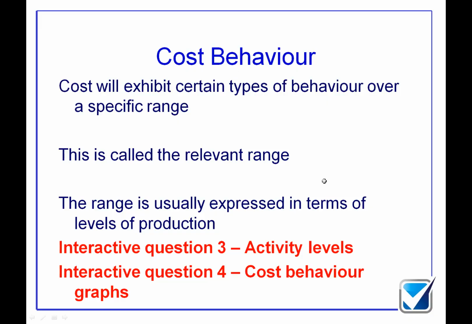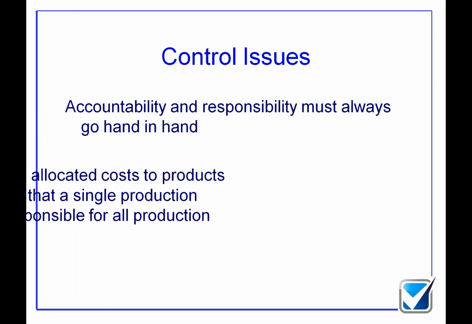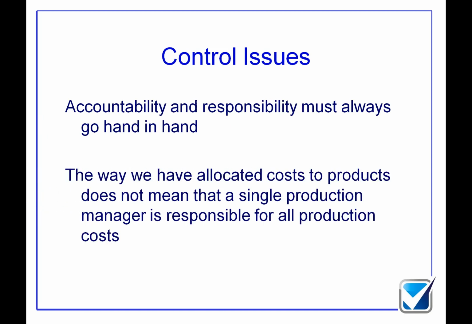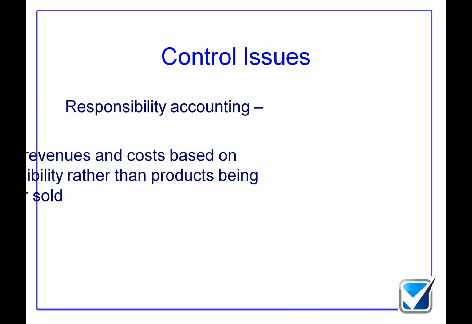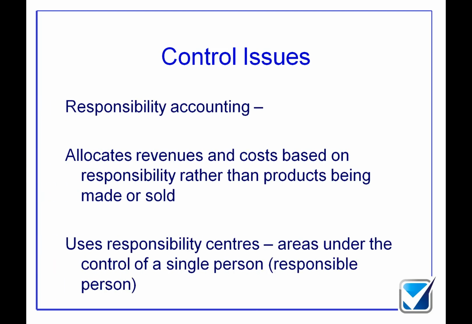Now, the next thing we need to look at. Responsibility and accountability have got to go hand in hand. If I have a manager who is responsible for making a decision, they must be accountable for the impact of that decision. We call that responsibility accounting. And responsibility accounting will then allow performance evaluation to be determined.